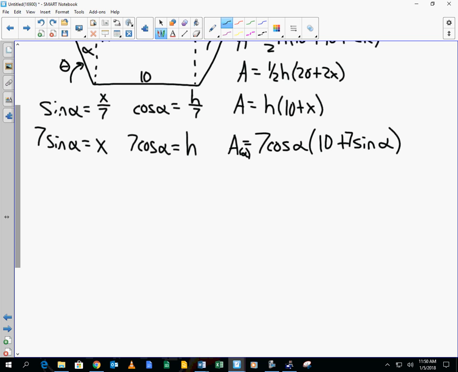If we want to maximize the area, what do we do? Take the derivative and set it equal to? In order to take this derivative, what rule do I have to use? Product rule. Very good. What's the derivative of 7 cosine of alpha? Negative 7 sine of alpha times 10 plus 7 sine of alpha.